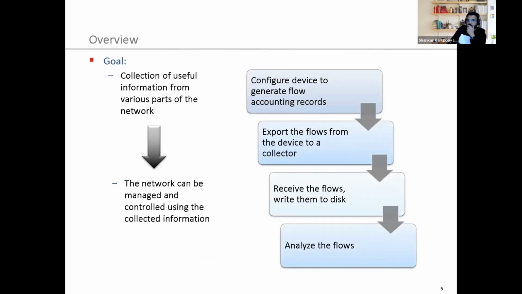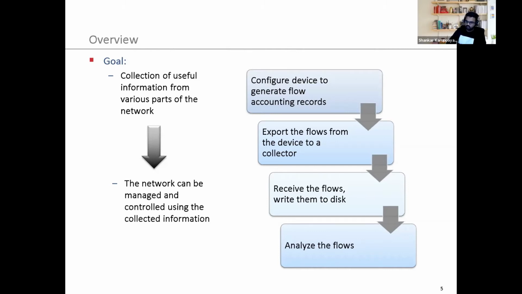All right. So the overview: the goal is to collect useful information from various parts of the network. The main purpose is so that the network can be managed and controlled using this information. The sequence of activity towards that is that you first have to configure a device to generate flows, or flow accounting, based on your network. And then you want to export the flows from the device to a collector.